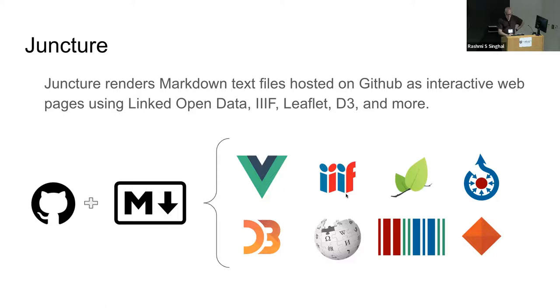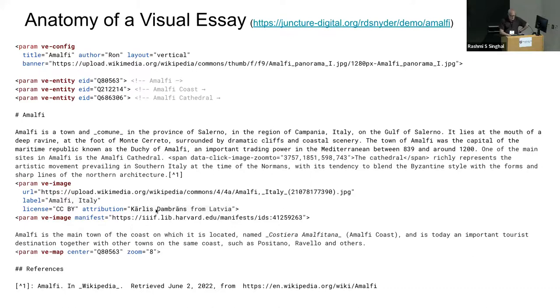They'll use IIIF, certainly. Leaflet brings in a lot of images from various sources, Wikimedia Commons being probably the most common one. Some D3 visualizations. So it does all that sort of transparently to the author. They don't need to worry about that. So this is what a visual essay looks like.